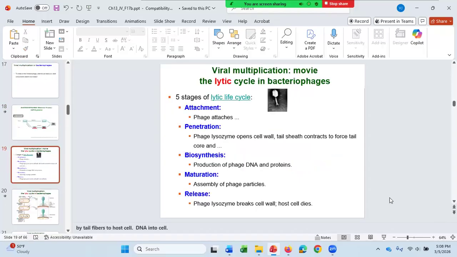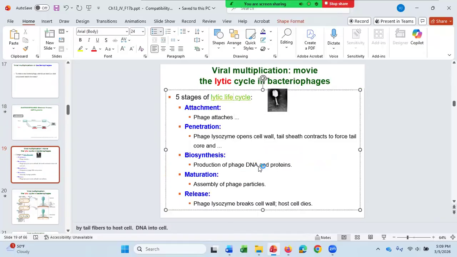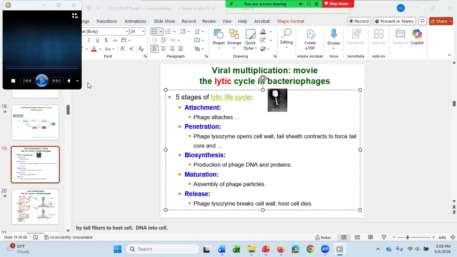All right, let's talk about the viral multiplication cycle of the lytic life cycle of a bacteriophage. There are 5 stages of the lytic life cycle. There's attachment, penetration, biosynthesis, maturation, and then the last stage, release. Let's watch a little video on the lytic life cycle.